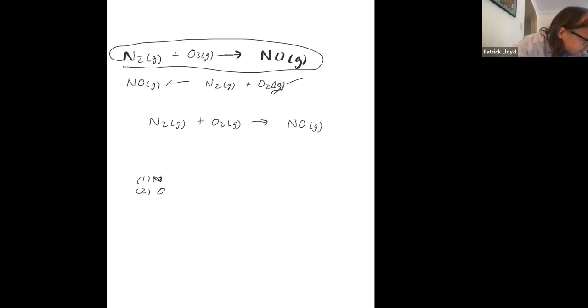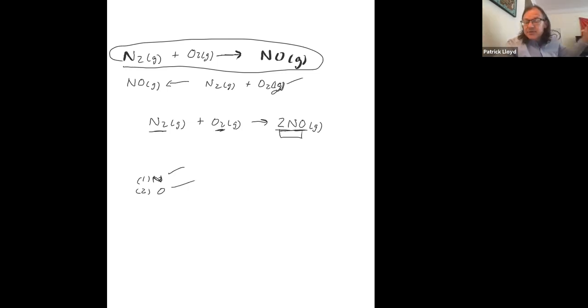So I'll do the nitrogen first. It's the first element that appears in the equation. There's 2 there. So I'll put a 2 over here, right? 2 times 1 is 2. That's balanced. But look what that did. That actually also balanced the oxygen because there's 2 oxygens here, but now there's 2 oxygens there. So that's actually balanced too.